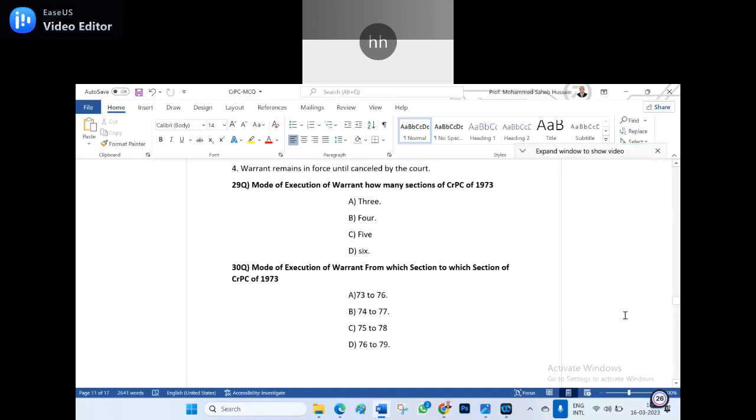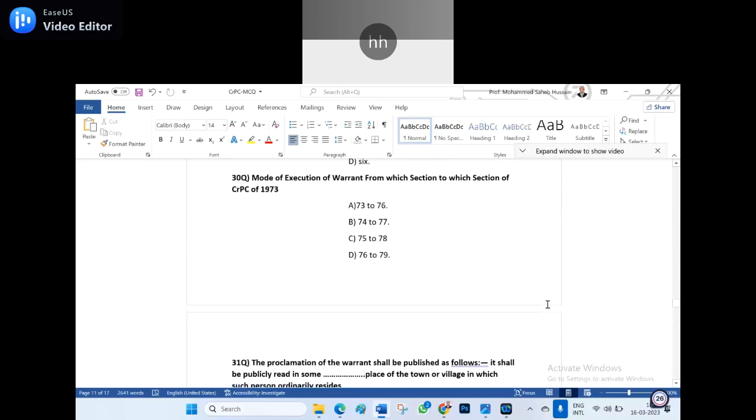Sir, A 73 to 76, sir. Wrong. Option D, sir. 76 to 79. Wrong. B, B, sir. D. D 74 is the right answer. Sections 74 to 77 deal with the mode of execution of warrant under the CRPC 1973.